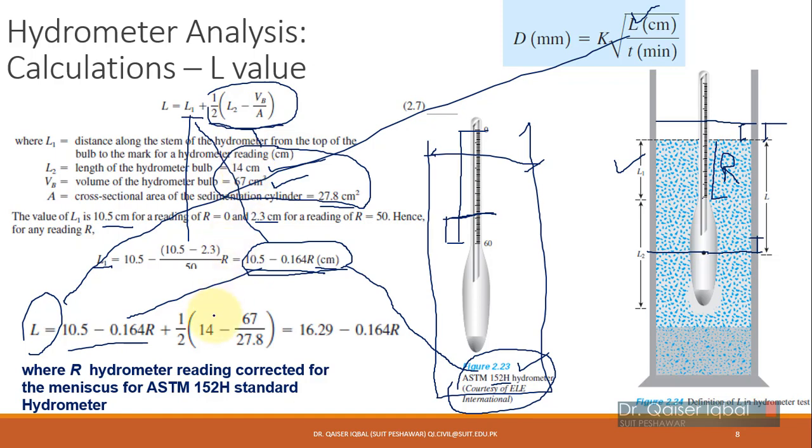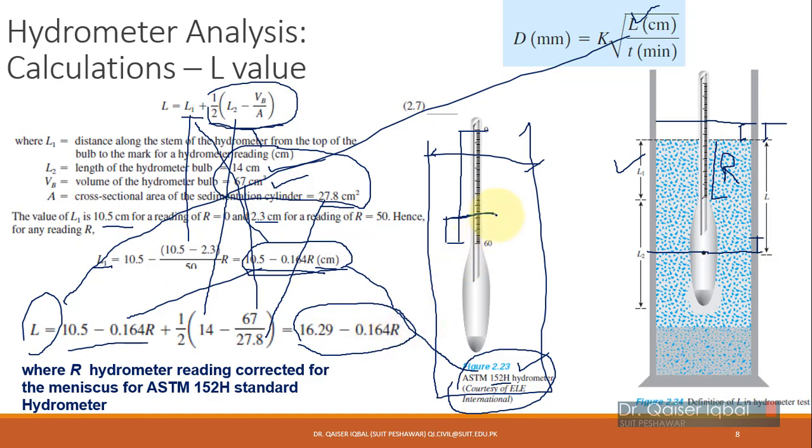L2, as I mentioned, is 14 centimeter, so it is replaced with 14, and then you have VB, which is the volume of the bulb, over here divided by the area. The volume of the bulb is 67 cubic centimeter, and the area of the sedimentation cylinder is equal to 27.8. If you solve all this, you will get L equal to 16.29 minus 0.164 R, and the value will be in centimeter.